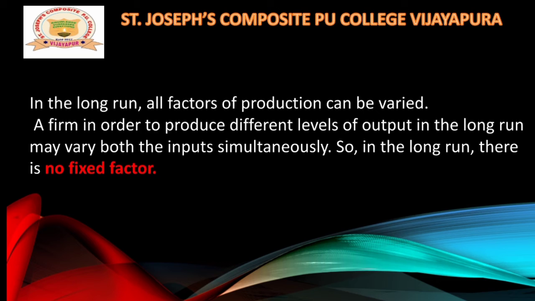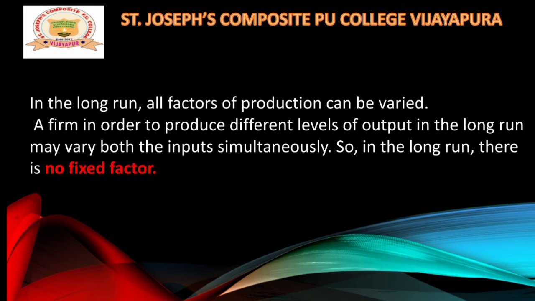So here a firm, in order to produce a different level of output in the long run, may vary both inputs simultaneously. So in the long run there are no fixed factors. How can you say that? For example, in the long run we can install new plants or machineries and also equipments and tools for the long period of time. Why? Because to increase the productivity. But the implementation of new plants or machineries is not possible in a short period of time.